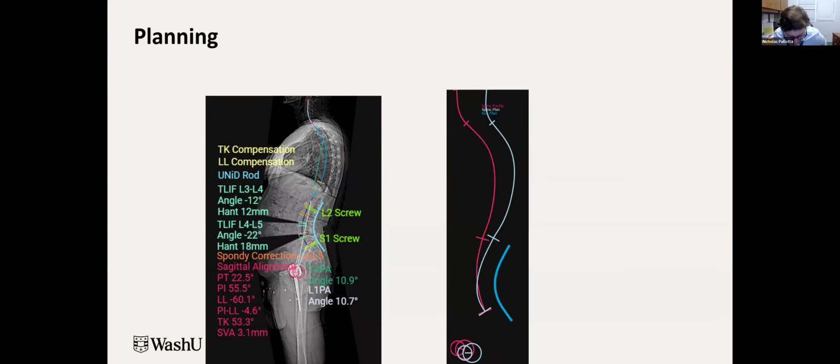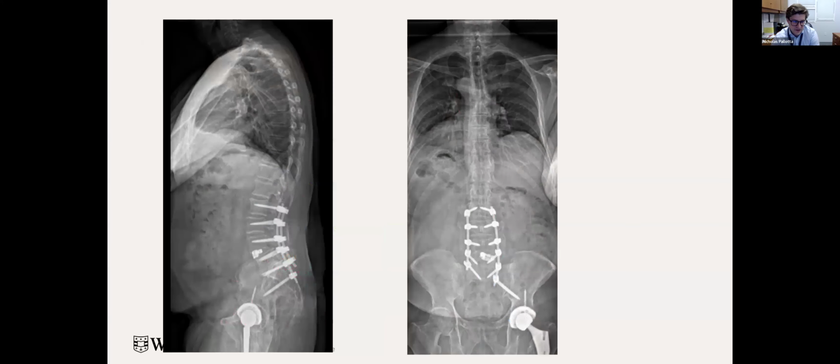This left me with a choice: pursue something like an osteotomy, or perhaps leave him slightly short of what I would consider perfect alignment. And so given his complaints, this is sort of what I went with. And you can see the implementation and the execution.